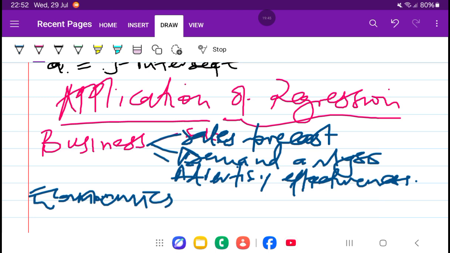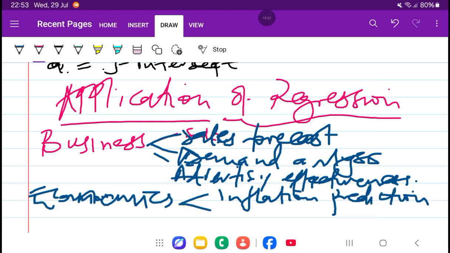And of course, in areas of economics, we can use it in, let's say, inflation prediction. We can also use it to estimate our GDP, gross domestic product, so GDP estimation. We can also look at the consumer expenditure analysis.